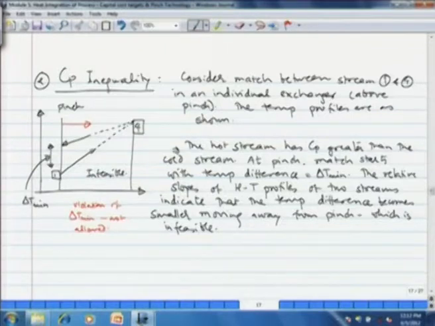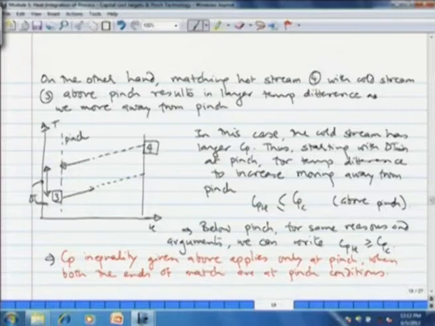Therefore, we get one more constraint for placing matches between the exchangers, that the Cp inequality should be obeyed, which means above pinch the hot stream should have Cp value lesser than the cold stream, which is now shown in the diagram which appears on your screen. On the other hand, matching hot stream 4 with the cold stream 3 above pinch results in larger temperature difference as we move away from the pinch.